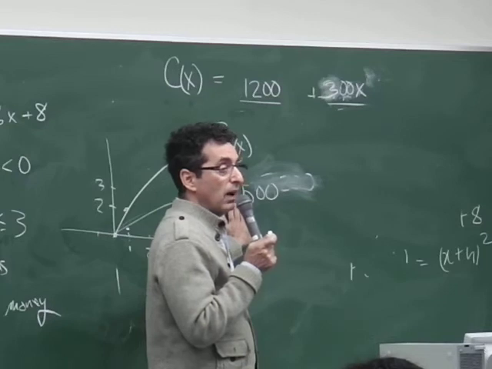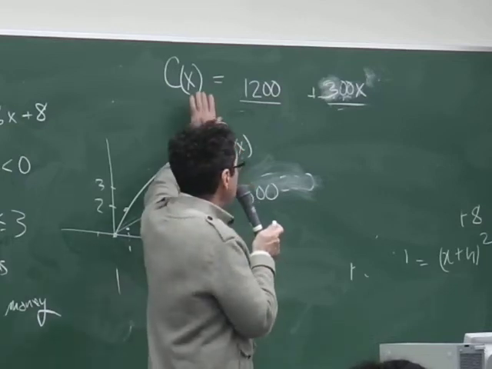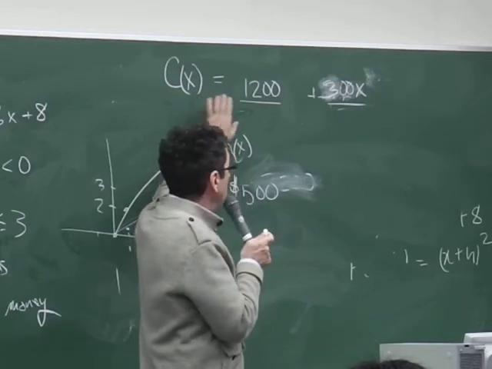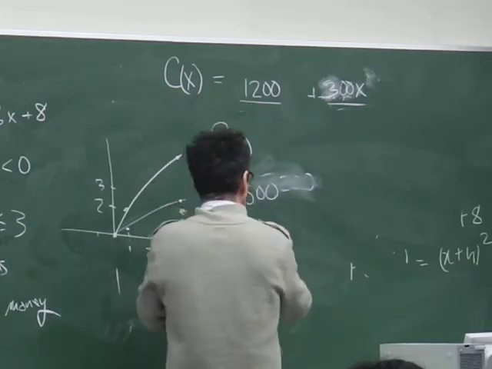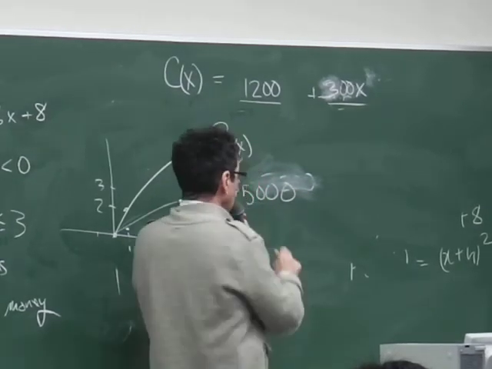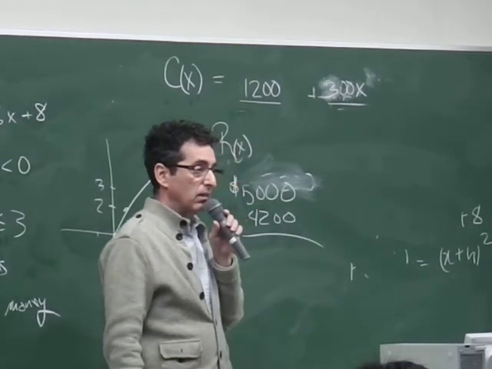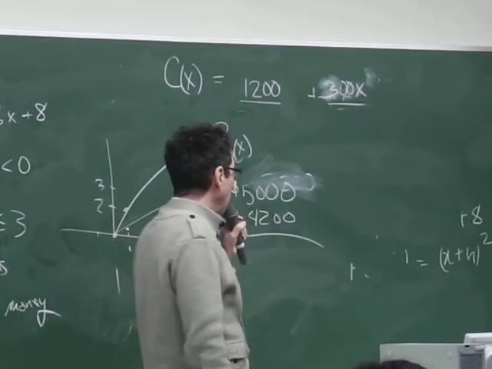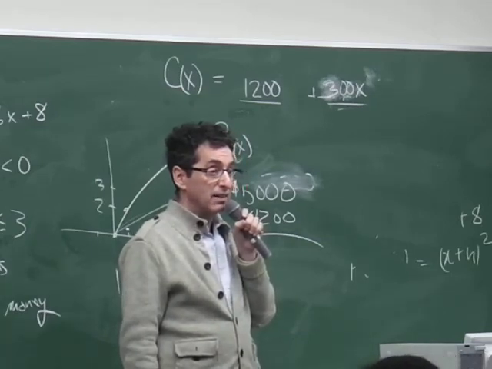If I sell 10 pianos, what's my revenue? $5,000. If I sell 10 pianos, what's my cost? 4,200, right? So I got a revenue of 5,000, but my cost was 4,200. So what's my profit? 800, right? So did I make a profit? Yes, I made a profit.